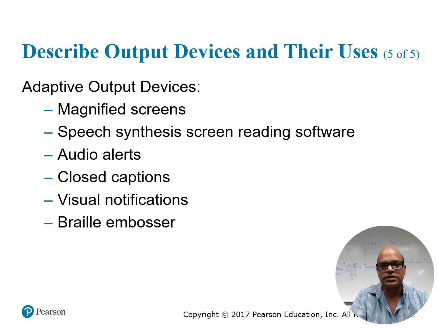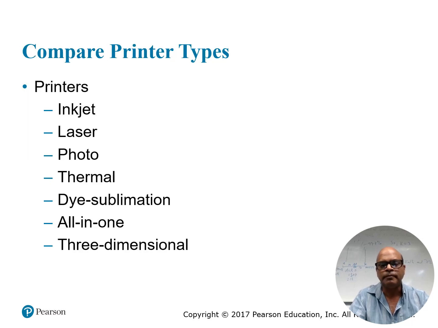A braille embosser is a special type of printer that prints in braille so that text can be read by touch. Hard copies or printouts are printed on paper and represent output from the computer. There are many types of printers for various types of applications. Inkjet printers spray drops of ink onto the paper and can print in color. While the printer is inexpensive to purchase, the cost of ink cartridges can be costly.